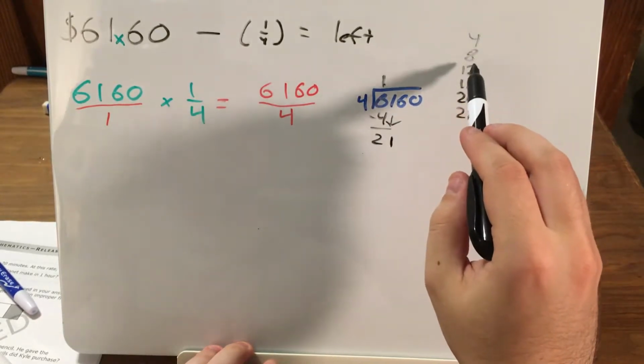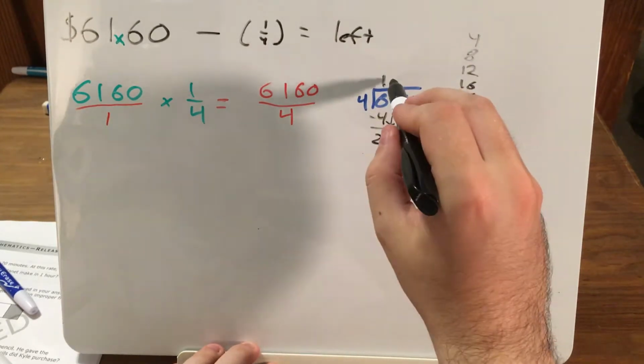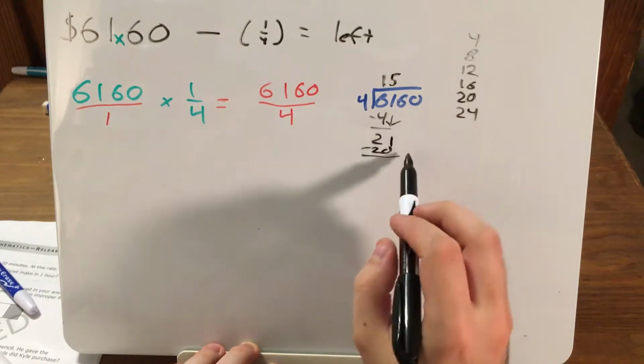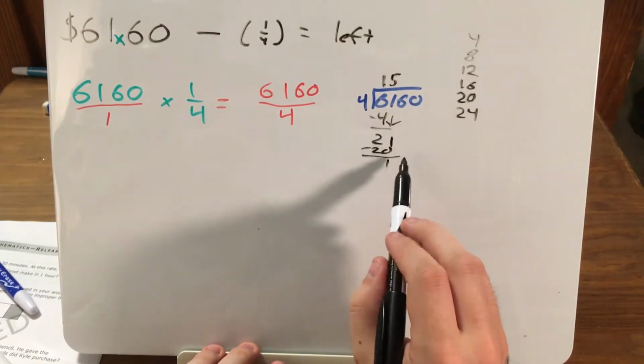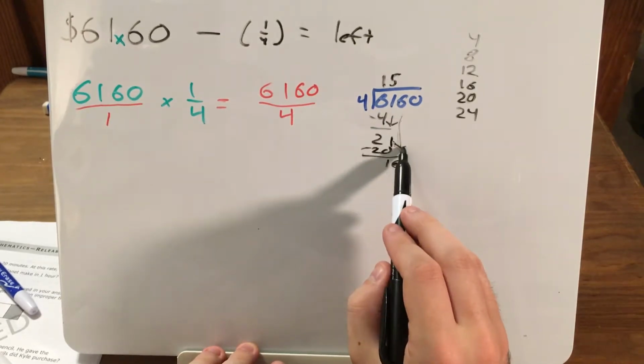So 1, 2, 3, 4, 5, too many. 4 is going to go into 21 5 times. We get rid of the 20 hundreds that we would need. We're left with just 100 after that. We bring down our tens. So now we're looking at 16 tens.